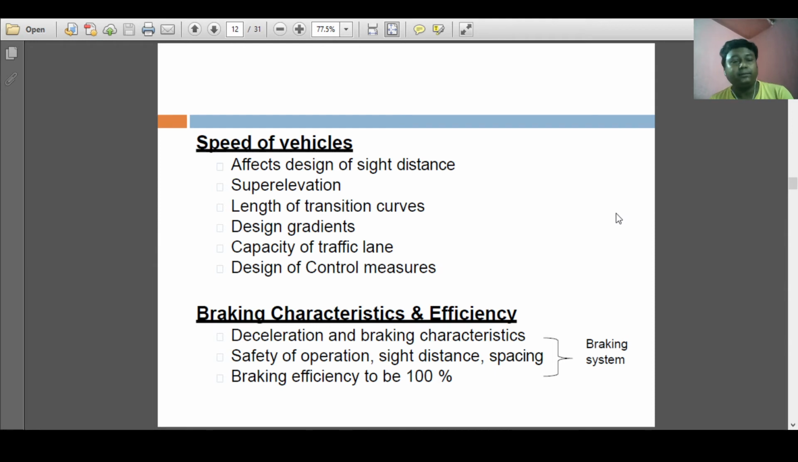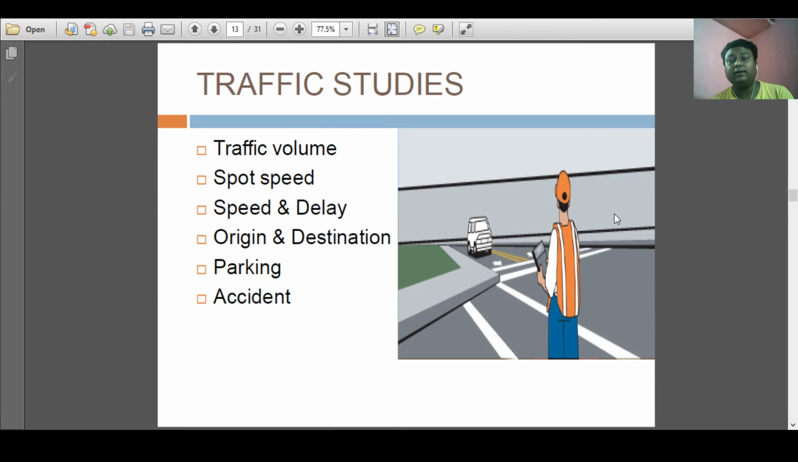You see, in some places you can find that after applying the brake, the vehicles are not stopped, or the vehicles are stopped only after some certain distance. So there is some problem in the braking efficiency. The braking efficiency should be 100%, so that we can reduce the accident rate of that particular road.